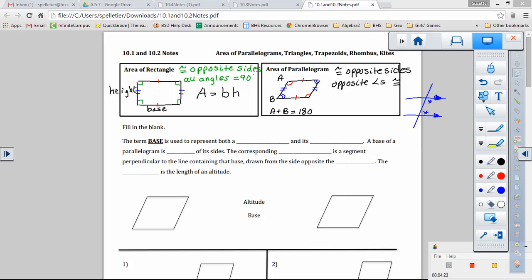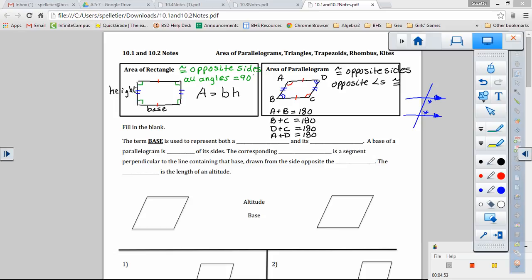In other words, two in a row. For example, if I label this C and D, I could say the two bottom ones, B plus C equals 180. Or the two on the side, D plus C equals 180. Or I could also say A plus D equals 180. So all of the angles beside each other add up to 180 degrees. Those are also characteristics that are very important for you to know.